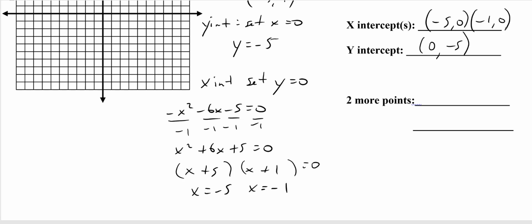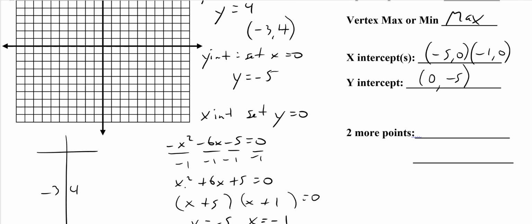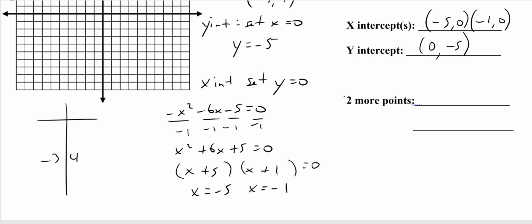Cool. All right, last thing is 2 more points. So remember I told you to pick points on either side of the vertex. So I always write the vertex in here as negative 3 and 4, and then I'll pick a point less than it. I do want to pick negative 4 and negative 2, because if you look at the points here, you can't do negative 5 and negative 1, but we don't have to worry about it.